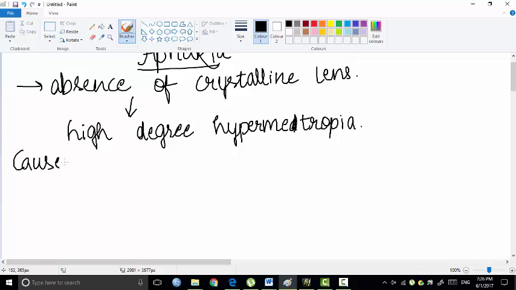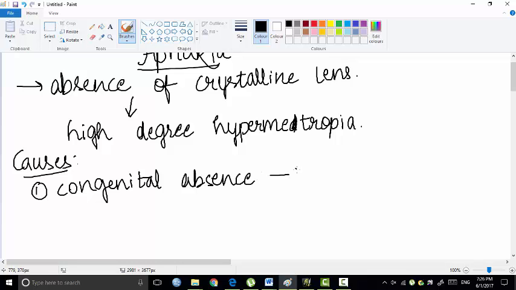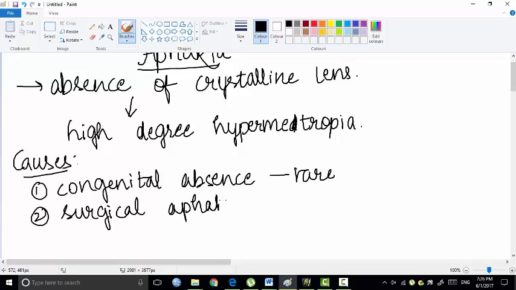What are the causes of aphakia? Why is the lens absent? The major cause may be congenital absence of lens, but this may be a rare condition. And the second one may be surgical aphakia, that is, due to some other surgery the lens has been removed, and this is the most common condition.